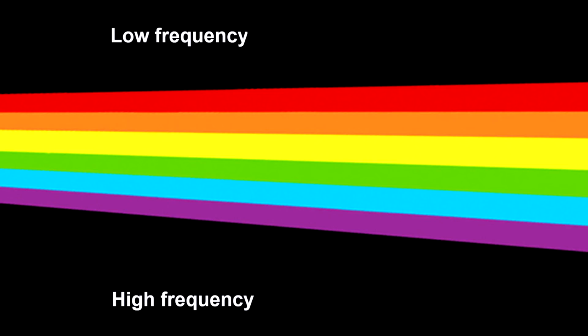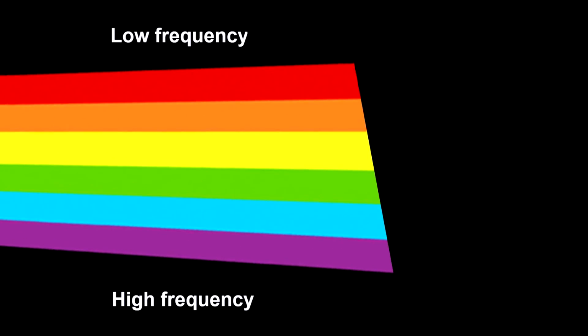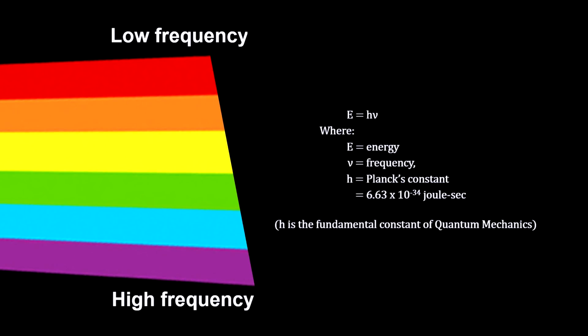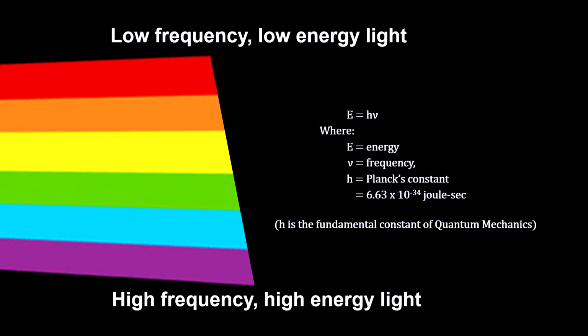This produces a spectrum of light with blue and violet at the high frequency end and red at the low frequency end. An important relationship between energy and light is that a light's energy is directly proportional to the frequency. So when physicists see color, they think energy. Red is low energy light, and blue is high energy light.